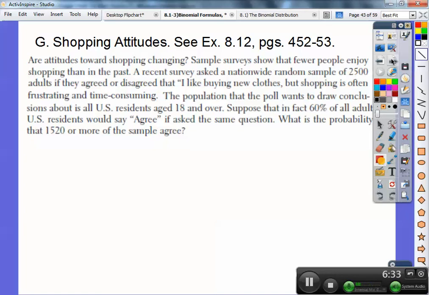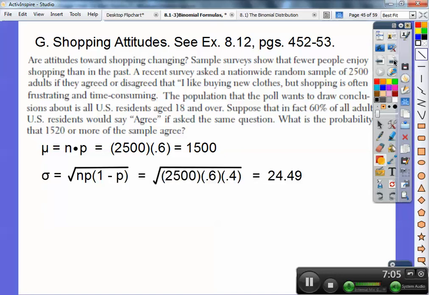So suppose that in fact 60% of all adult residents would agree when asked the same question. So what's the probability that 1,520 or more of the sample of 2,500 agree? I'm going to remind you of some old school math that we did a while ago. Here's the mean right here, 2,500 times 0.6, so the mean is 1,500. For the standard deviation, just plug that in, and you get 24.49.